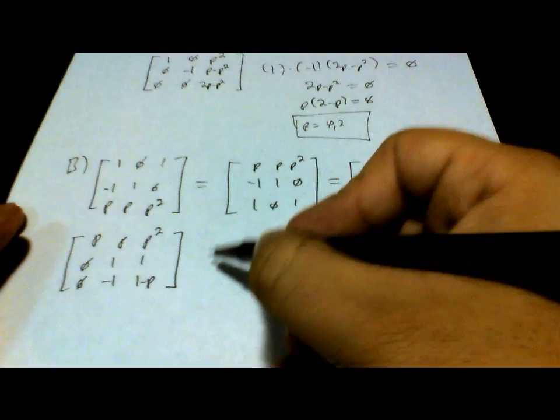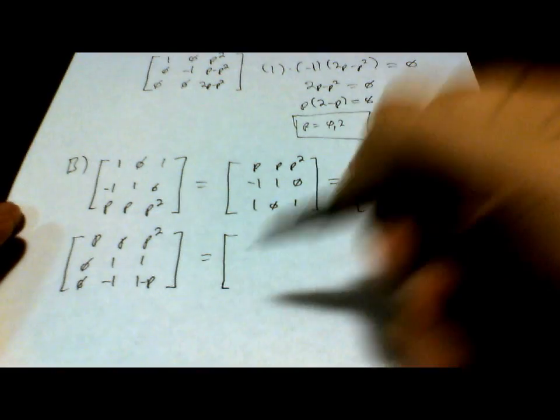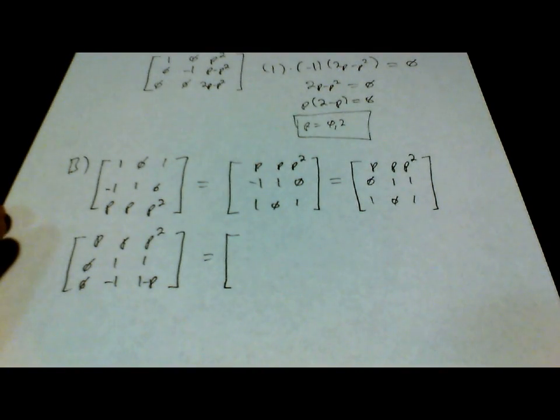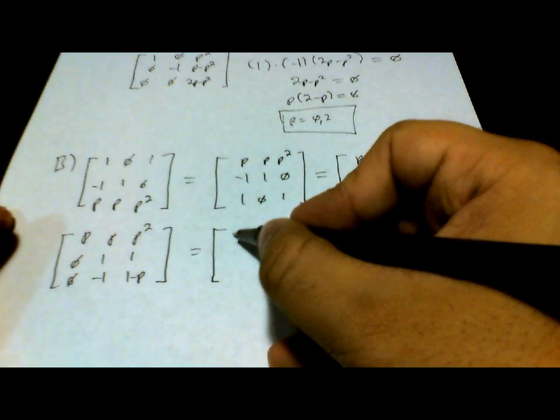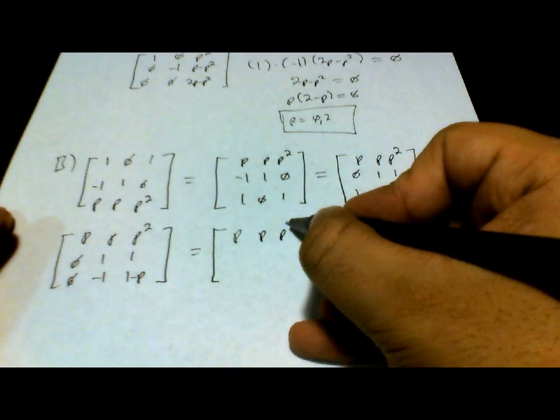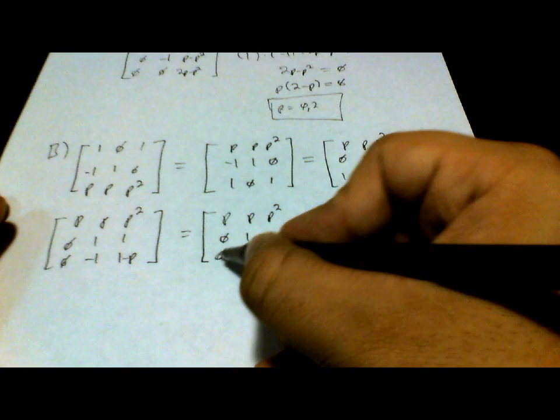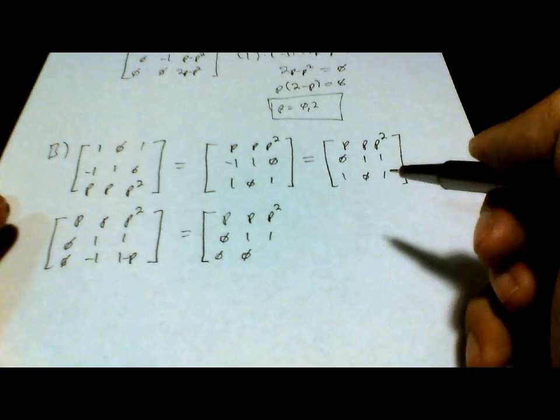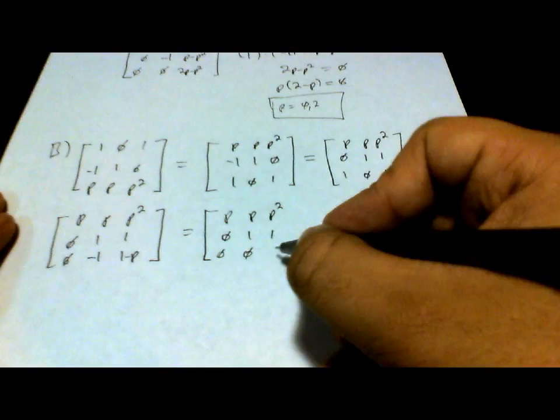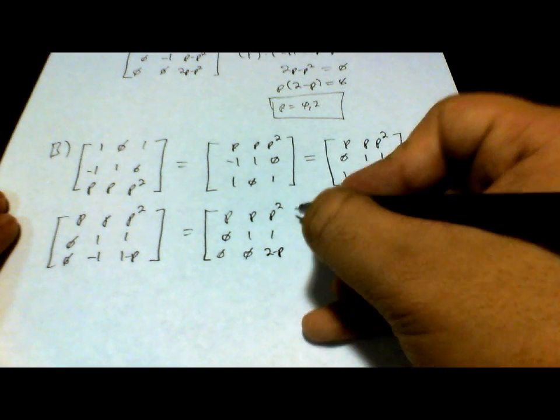Now, all we're going to do is take the middle row, and we're going to add it to the bottom row. 0, 1, 1. So 0 plus 0 is 0, 1 plus -1 is 0. 1 plus 1 minus P gives us 2 minus P.